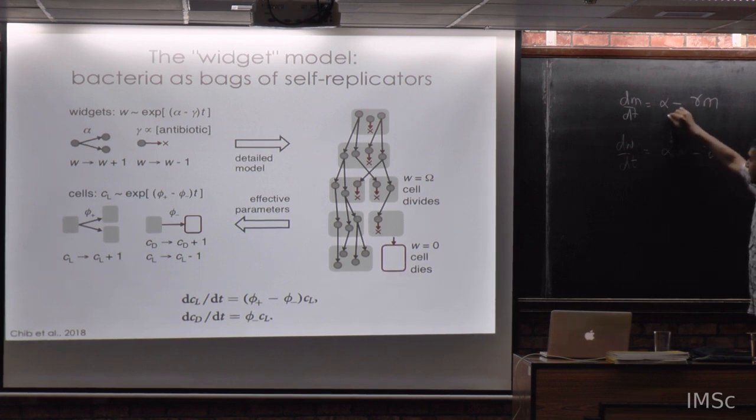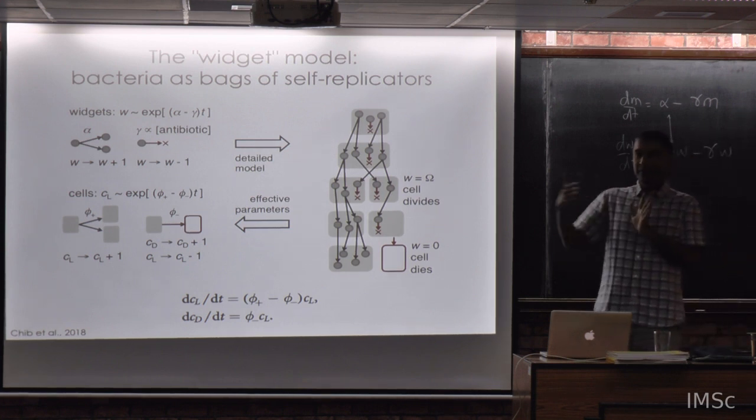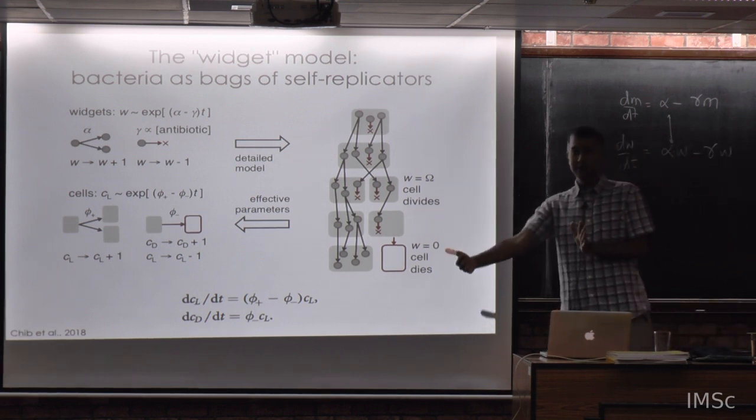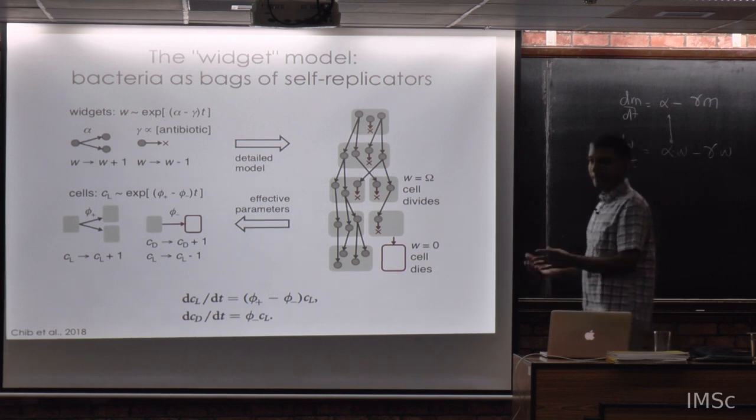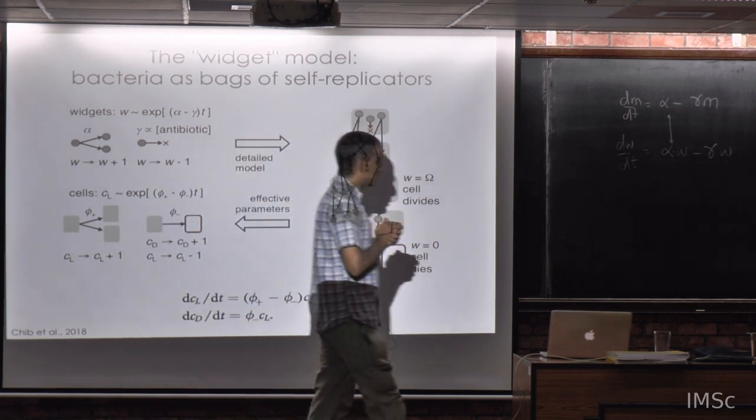The difference between these two is here. The rate of synthesis is not like RNA being made from DNA, but widgets are made from themselves. So, the equations are just slightly different, and that is enough to screw everything up.